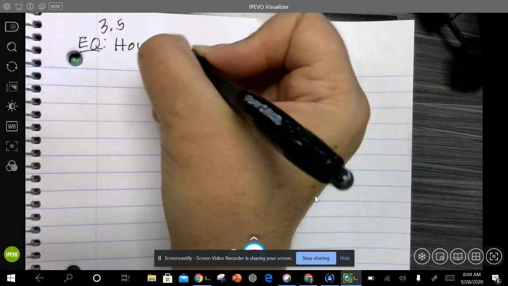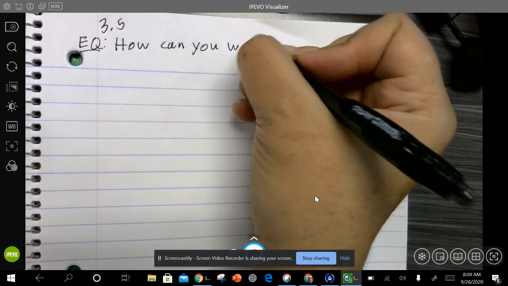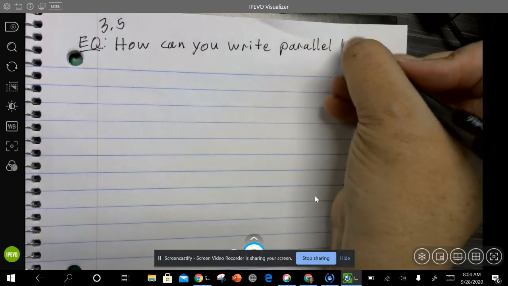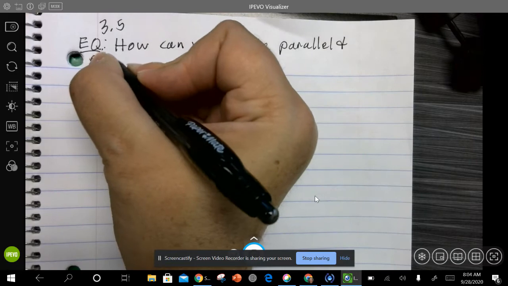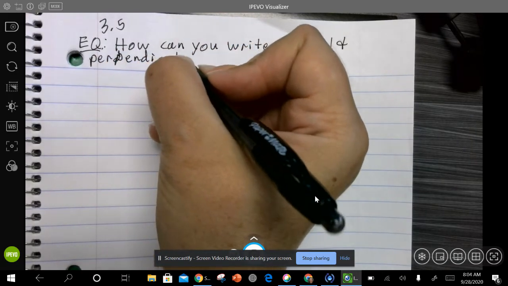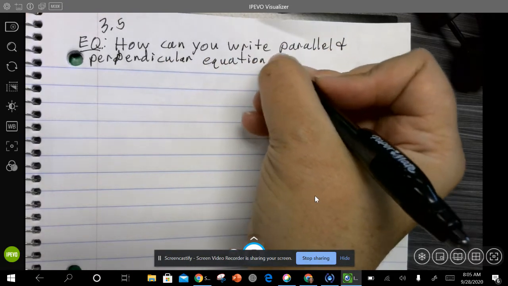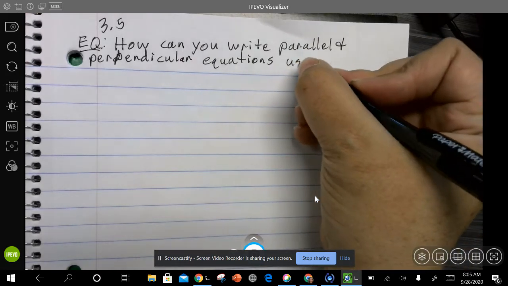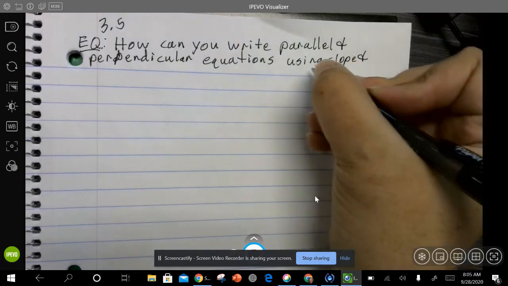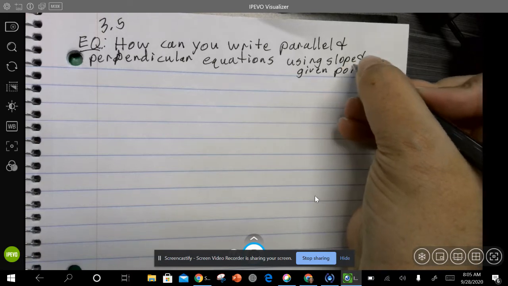how can you write parallel and perpendicular equations using slope and a given point?